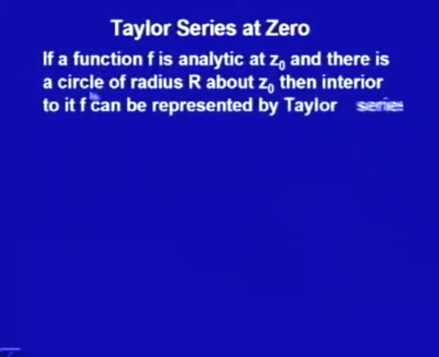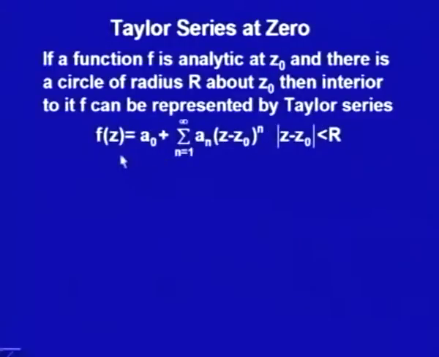If a function f is analytic at z naught and there is a circle of radius r about z naught, then interior to it, f can be represented by the Taylor series. That is, suppose f is analytic at z naught, that means we can always find a neighborhood in which the derivative would exist for all points, and in this interior the function can be represented by the Taylor series.